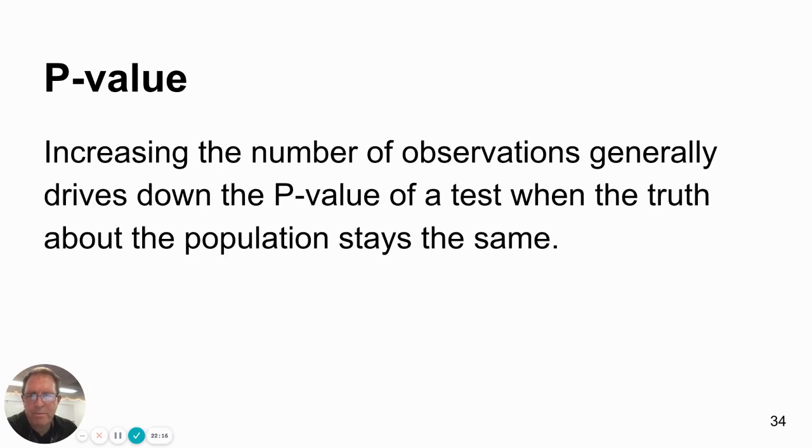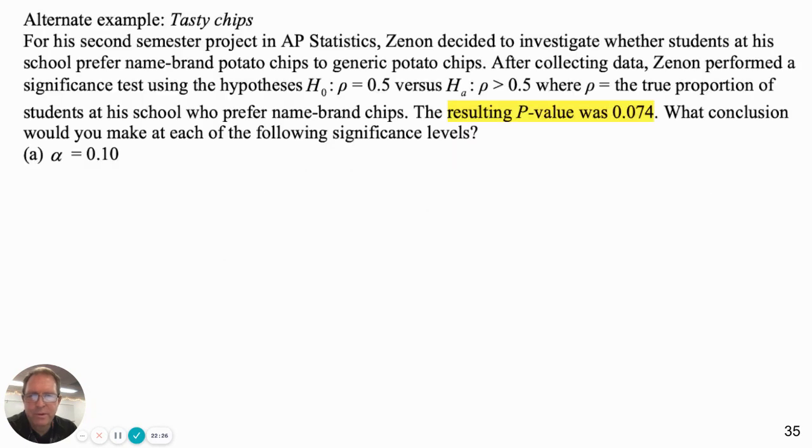Now, what affects the p-value? Increasing the number of observations generally drives down the p-value of a test when the truth of the population stays the same. Let's go over this quick example. For his second semester project in AP Stats, this student decided to investigate whether students at this school prefer name brand potato chips to generic potato chips.